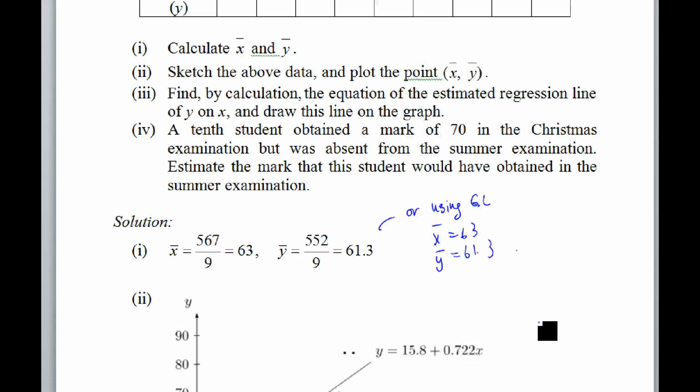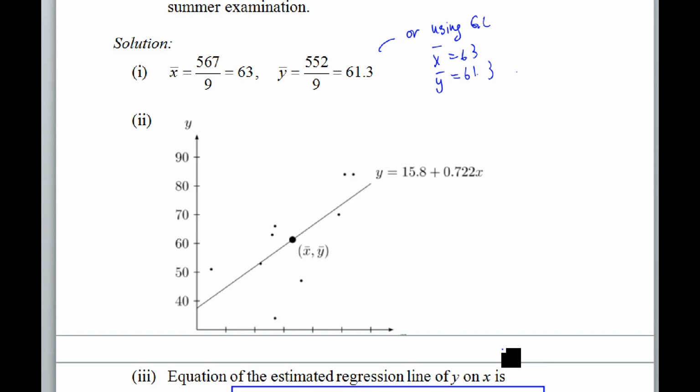Part 2, sketch the above data and plot X bar, Y bar. Can or not? Can, right? You just use a scatter plot, just read your Just For You guide. The Just For You guide will give you this diagram. Okay, ignore this one, this one is part 3. And ignore the line. Just for part 2, there's no line for now. Just all the points and X bar, Y bar. You have to plot a specific point X bar, Y bar. Now, this one no big deal. Quite easy.